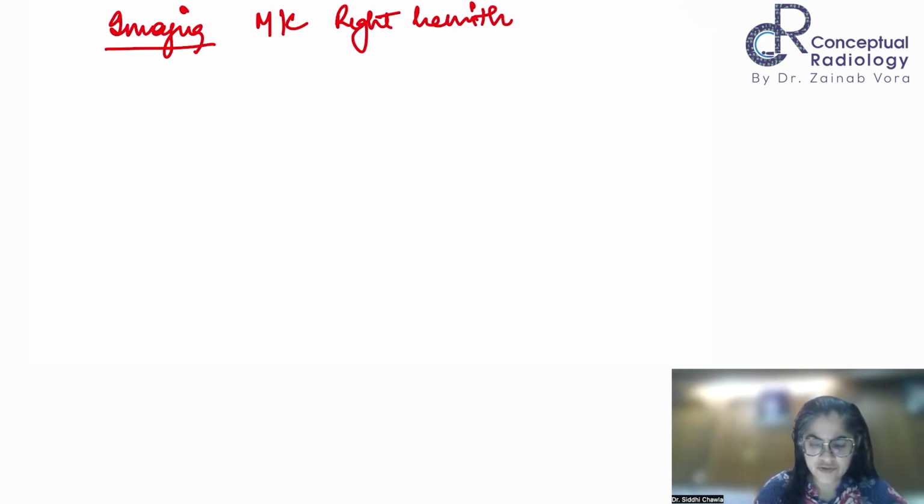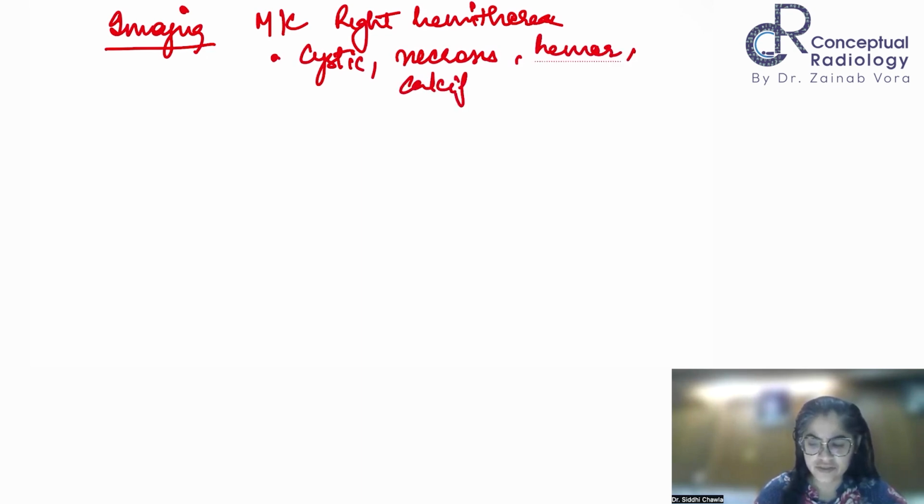Right. I'll show you the images also, obviously, but these are some salient features that you should remember. It can have actually any type of appearance. It can be either cystic, or it can show necrosis, or it can show hemorrhage, and sometimes it might show calcification. So you remember that the pleuropulmonary blastoma has a heterogeneous appearance.